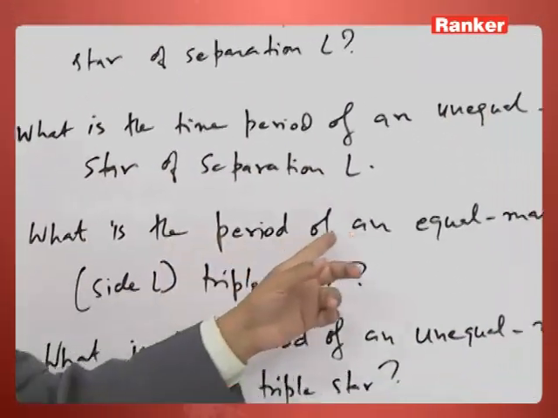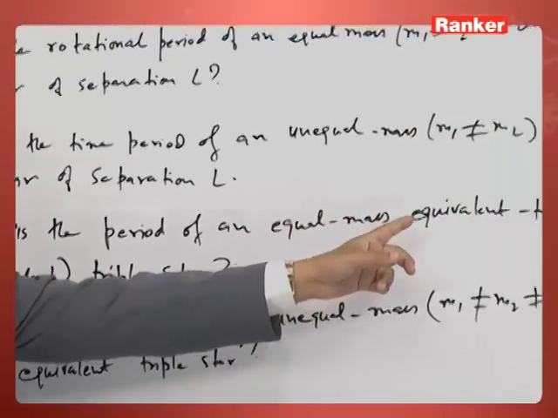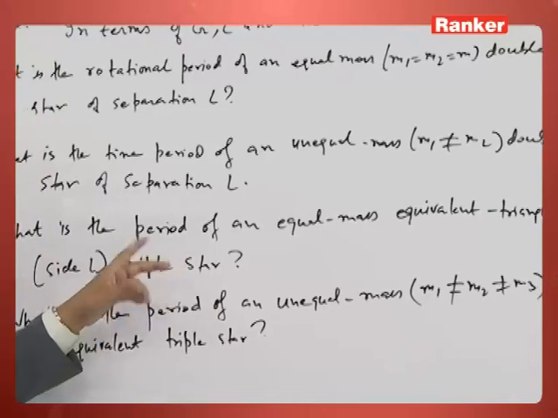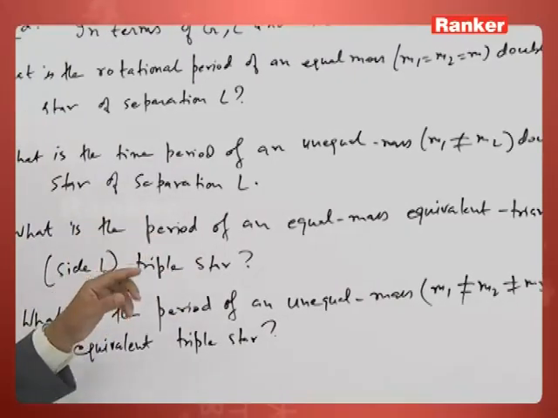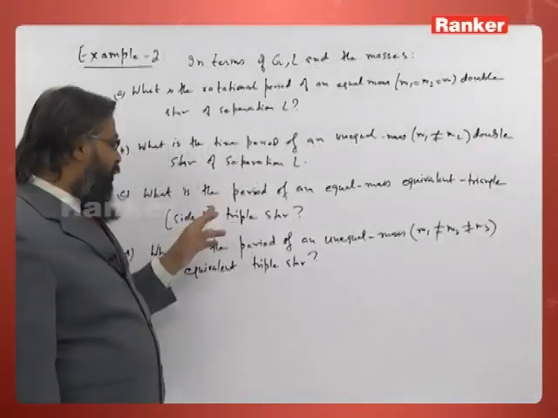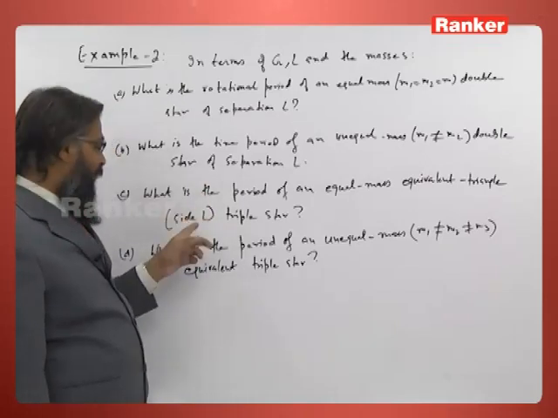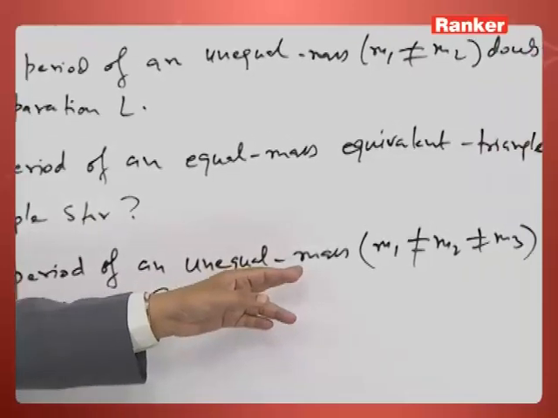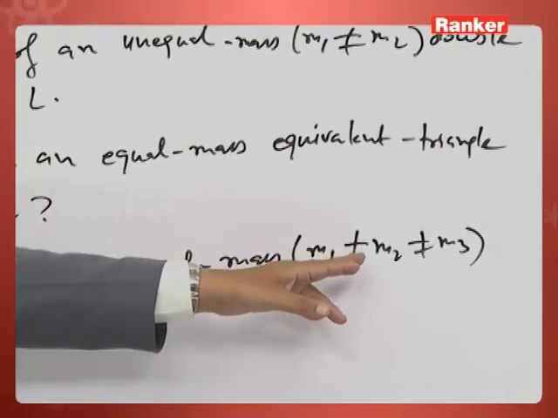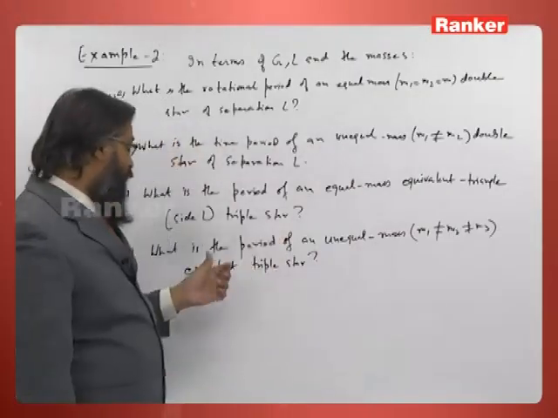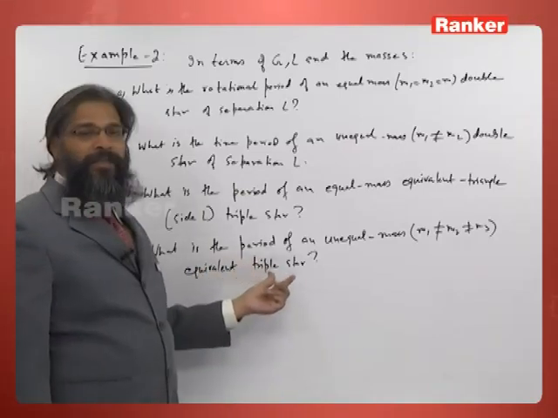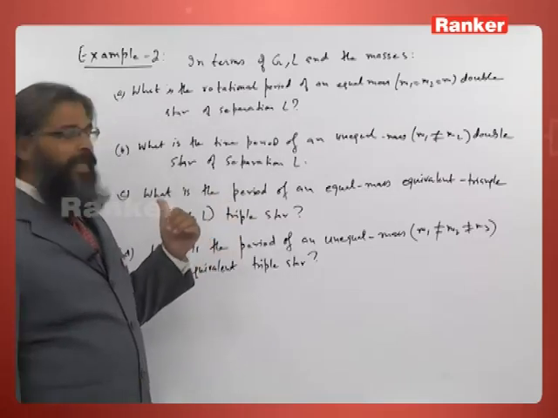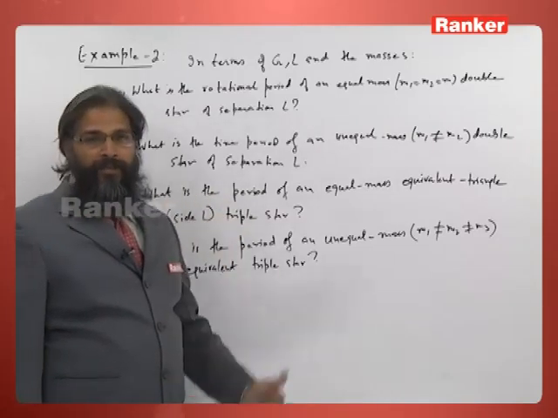Next, what is the time period of an equal mass equilateral triangle triple star? So, we have a triple star with all three masses on the vertices of an equilateral triangle. Next, what is the time period of an unequal mass triple star, m1 not equal to m2 not equal to m3? So, let us find the period of a double star and a triple star.